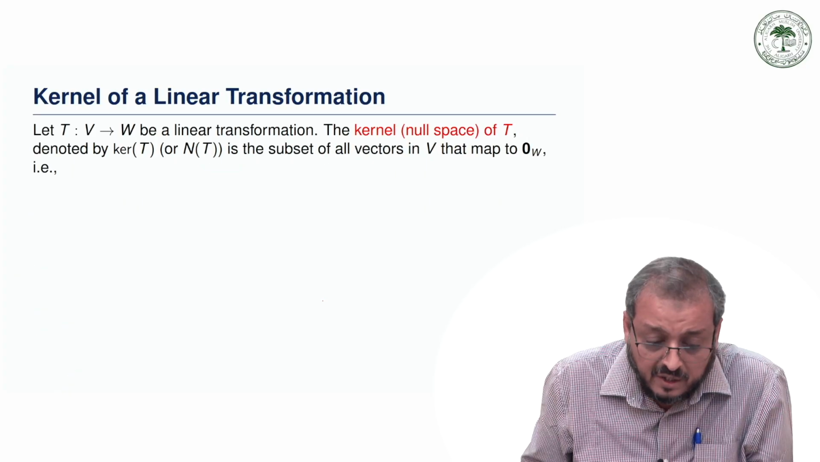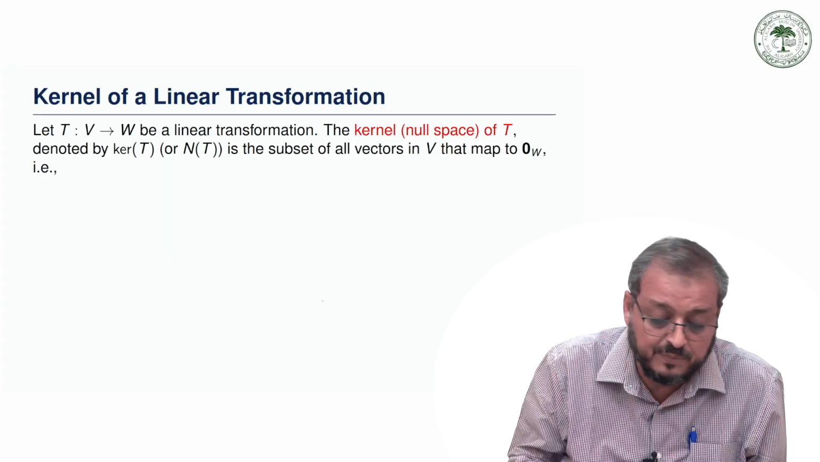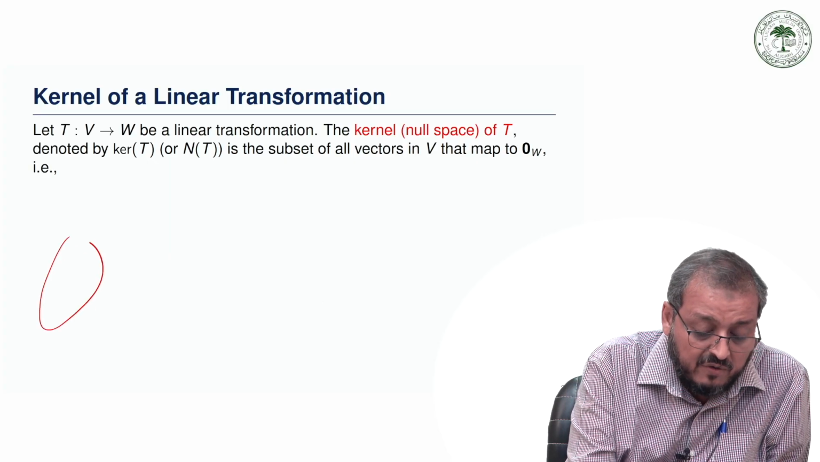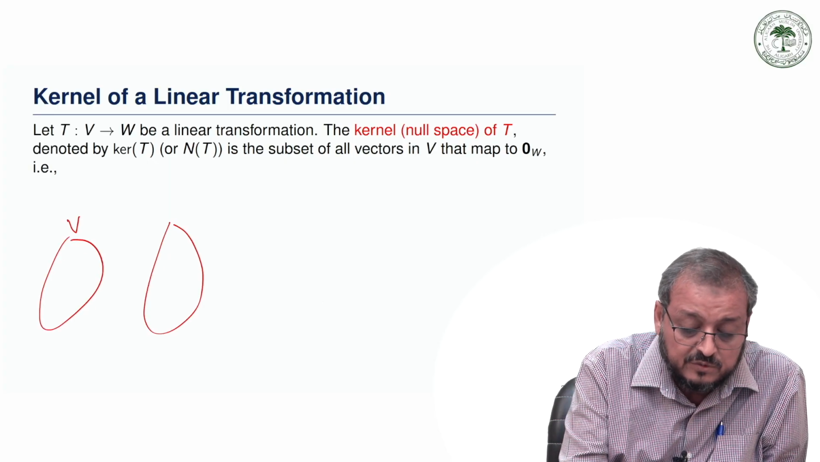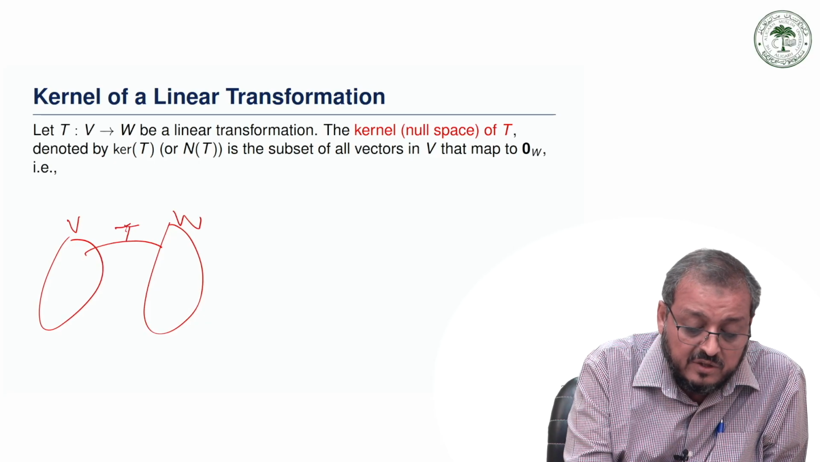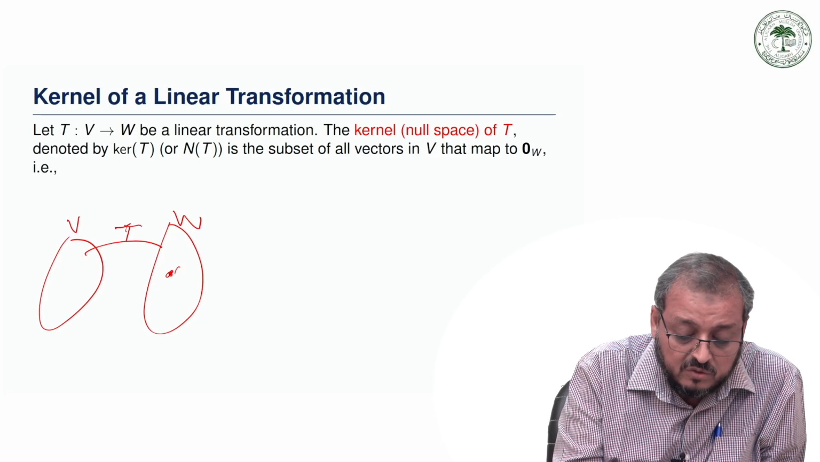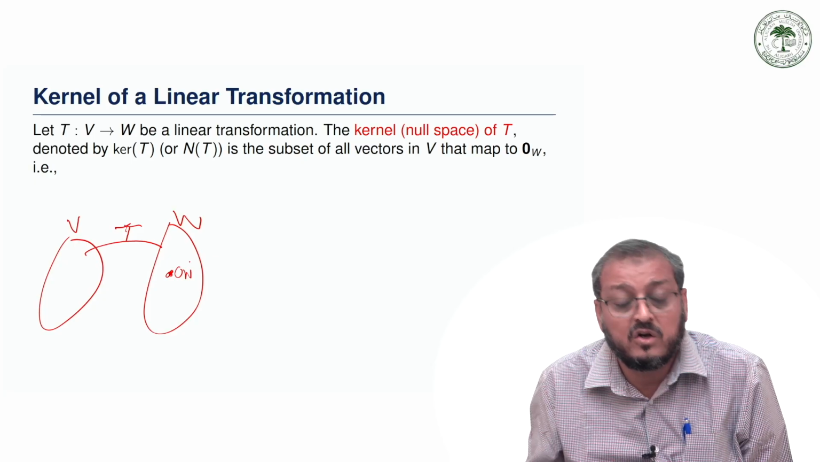Okay, now the kernel. Kernel means that we have a vector space V and a vector space W, and there is a linear transformation T between them. Here there is a unique element, which is called the additive identity of W.